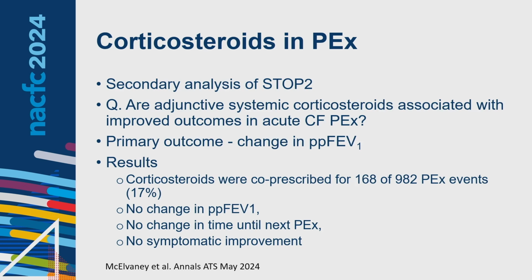What about steroids in pulmonary exacerbation? This is some data from a secondary analysis of STOP2, and the question at that time: are adjunctive systemic corticosteroids associated with improved outcomes in acute CF pulmonary exacerbations? The primary outcome was change in ppFEV1, and the results showed that corticosteroids were co-prescribed for 168 out of 982 pulmonary exacerbation events, so roughly 17%.